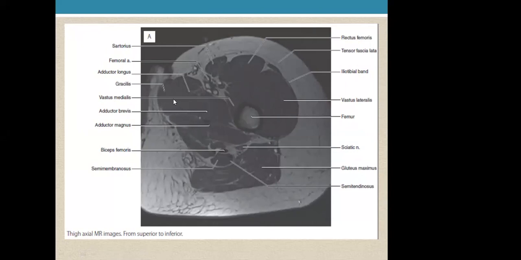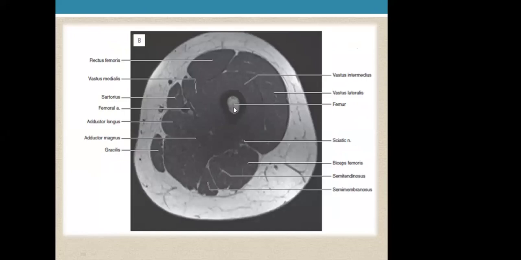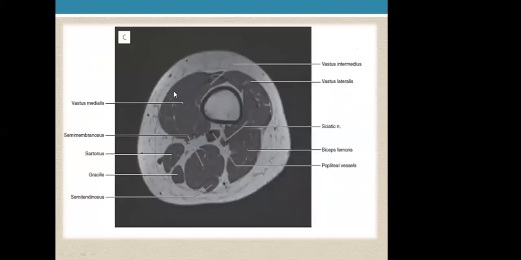Here we can see the gracilis also, and this is the adductor brevis, magnus. This is the posterior compartment. This is the first part, which is the superior part. This is the middle part of the thigh on the axial MRI. Also the three compartments. And this is the lower part of the thigh. Also consists of the three compartments.